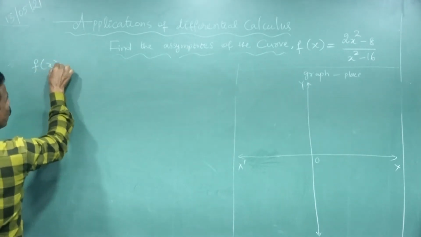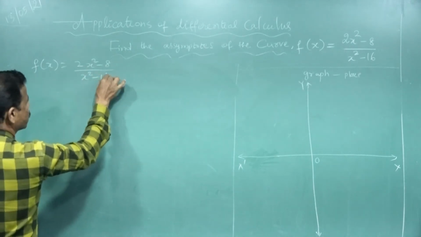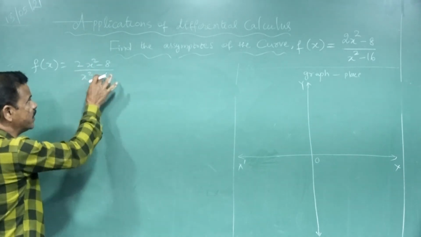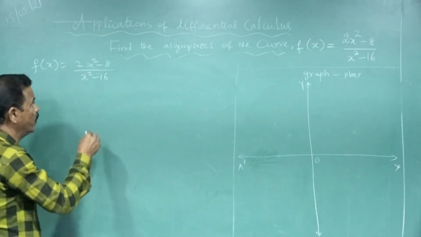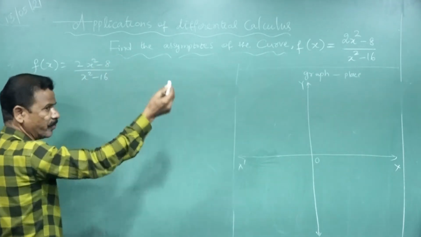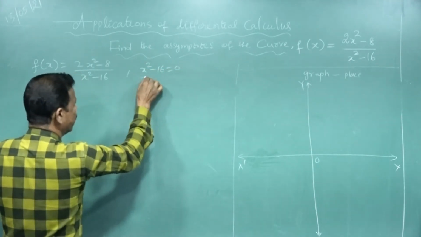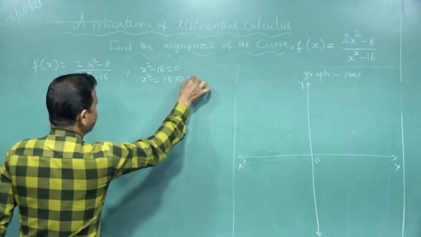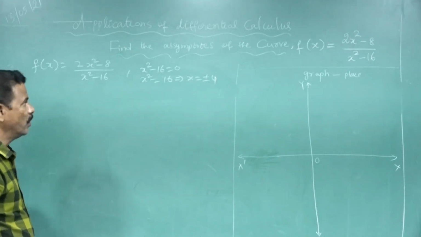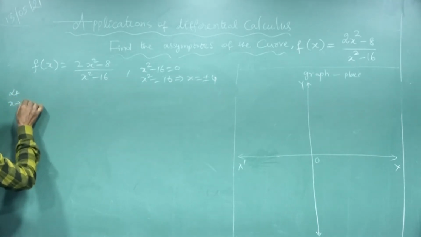After that, f(x) = (2x² − 8)/(x² − 16). Actually, we check where this function goes to infinity. If x² − 16 is 0, something divided by 0 goes to infinity. So x² − 16 = 0, then x² = 16, then x = plus or minus 4.